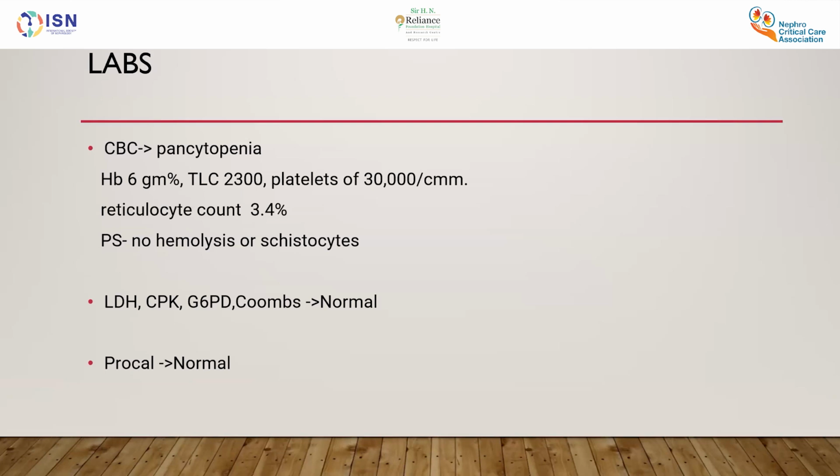Advait is there. Vikas. Come on, quick answer. Sir, I couldn't hear the question. If you could repeat it. Now we are asking for a young guy with an 8 days of history of fever with chills with cola color urine, which gives you pancytopenia, no proteinuria, normotensive, LDH, CPK, G6PD, Coombs all normal, no hemolysis or schistocytes, normal procalcitonin. Next slide, please.